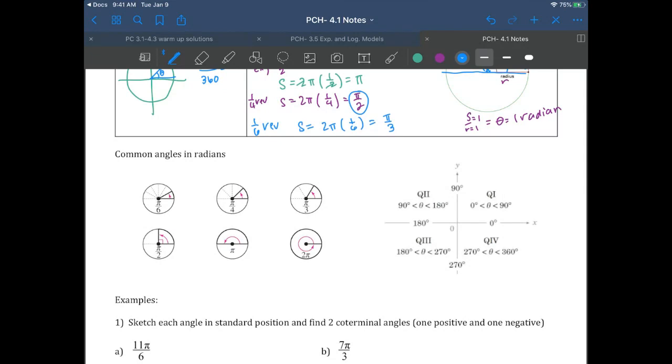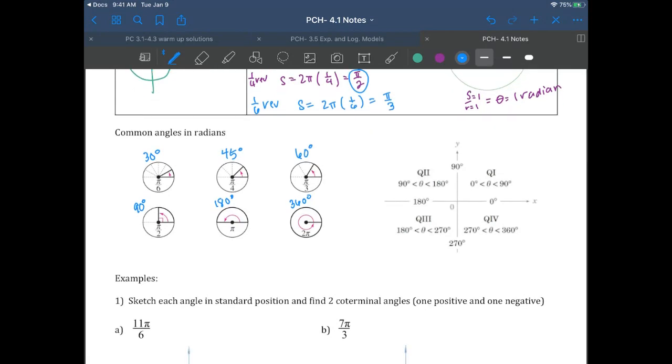Okay, so some common radians. Pi over 6 is 30 degrees. Pi over 4 is 45 degrees. So a third of pi would be 60 degrees. Half of pi would be 90 degrees. Pi is 180 degrees, and 2 pi is equal to 360 degrees, or a full circumference.